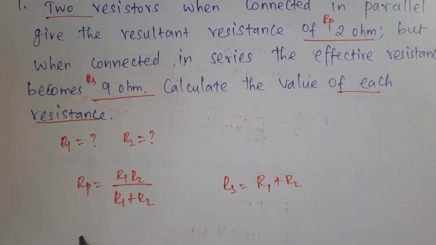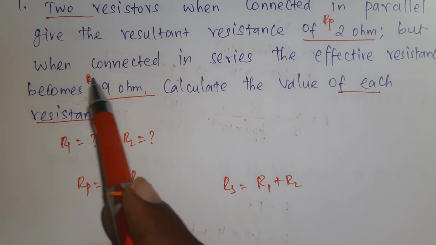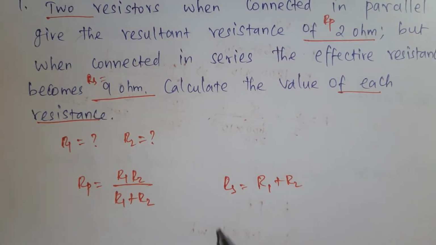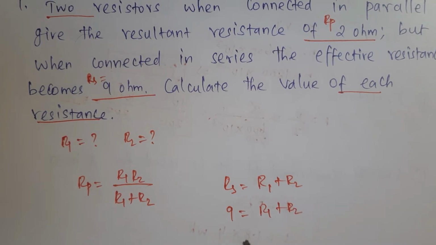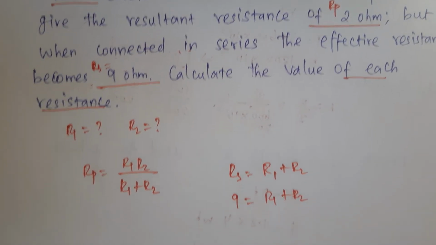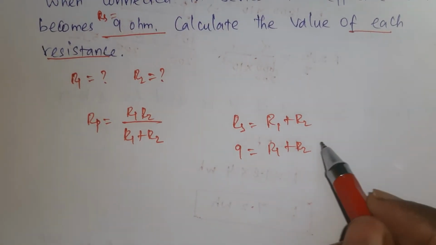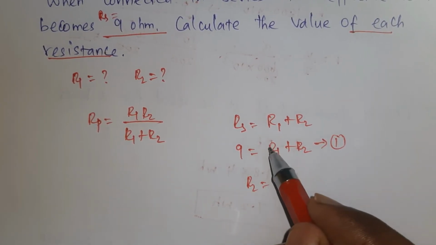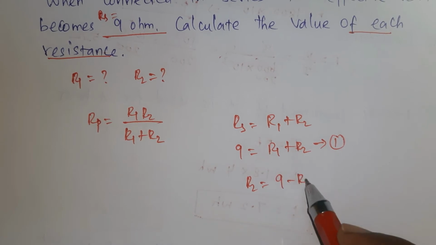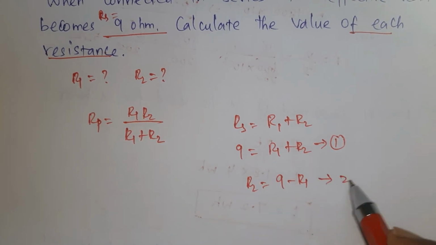Now we can substitute the values. For the series circuit, the effective resistance is 9 ohm. So 9 = R1 + R2. For our convenience, we can find R1 or R2 in this formula. Let it be equation 1. Now R2 is equal to, R1 came here, so 9 minus R1. Let this be equation 2.